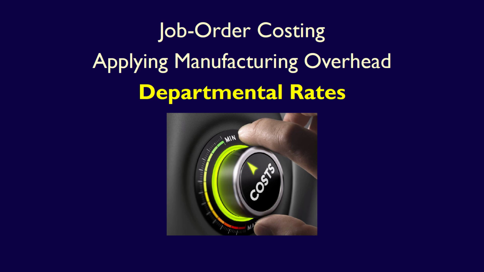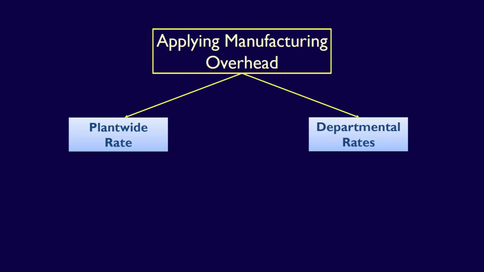We're continuing with our example of Camilla Inc., a manufacturer of custom cakes. In this video, we're going to apply manufacturing overhead to Camilla's current order using departmental rates. In a previous video, I introduced two methods of allocating manufacturing overhead, the plant-wide rate and the departmental rate.